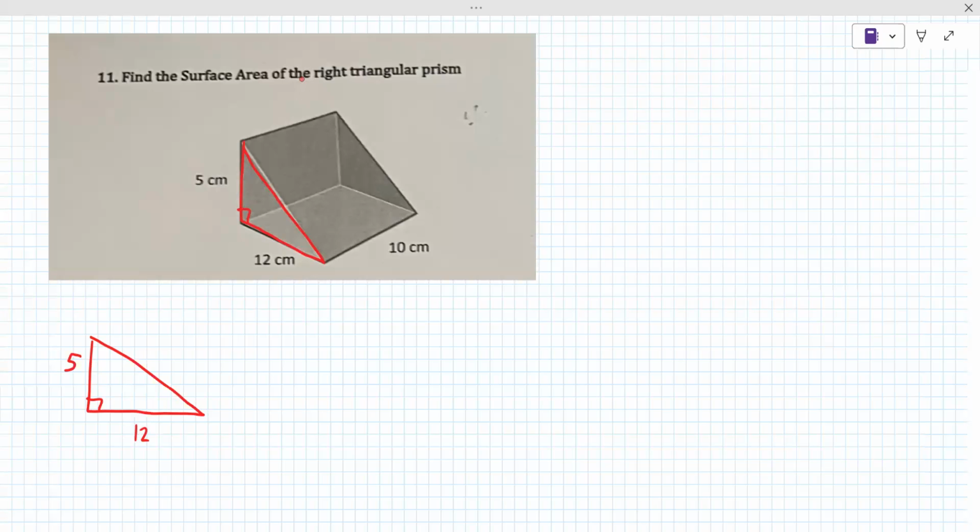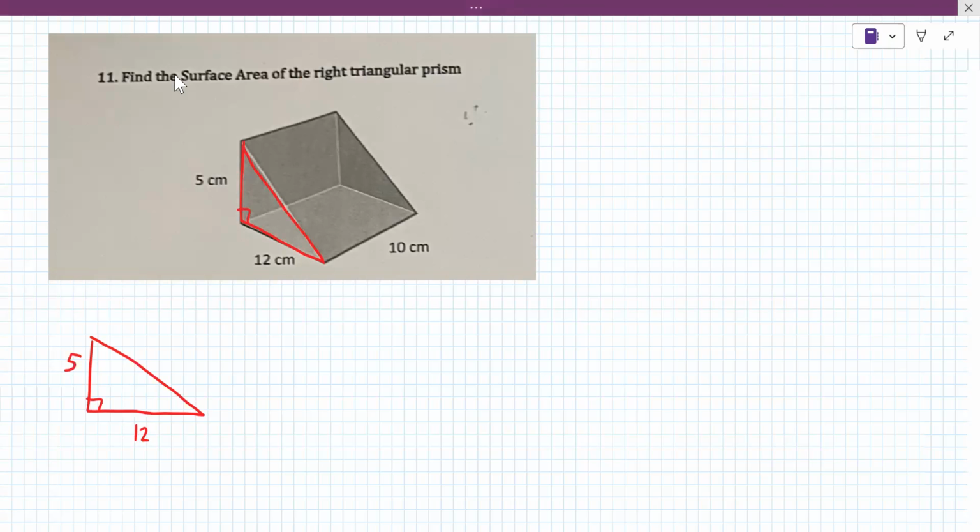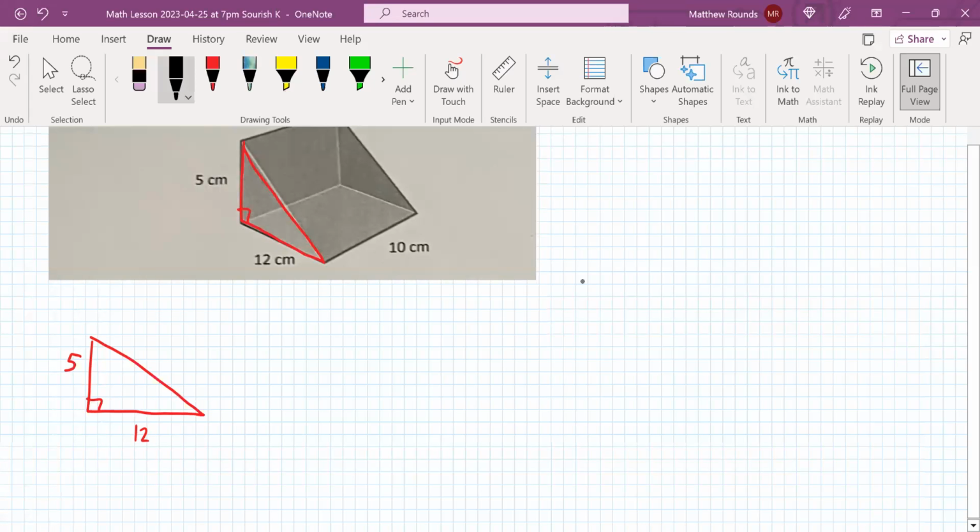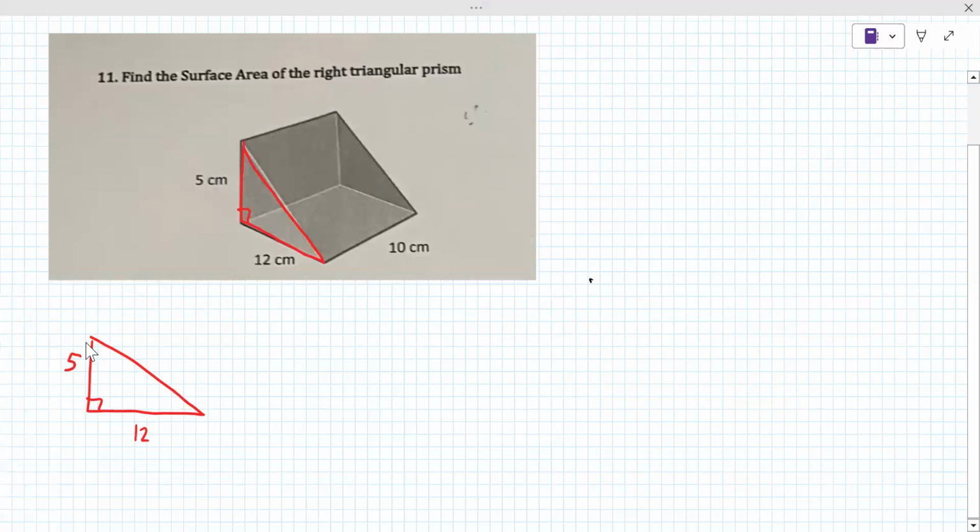How do you find the third side of a triangle if you know two of the sides? Yes, how about this? A squared plus B squared equals C squared. Do you remember that? Okay. Yeah.